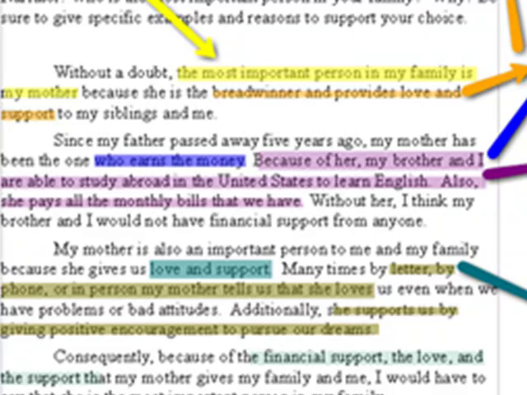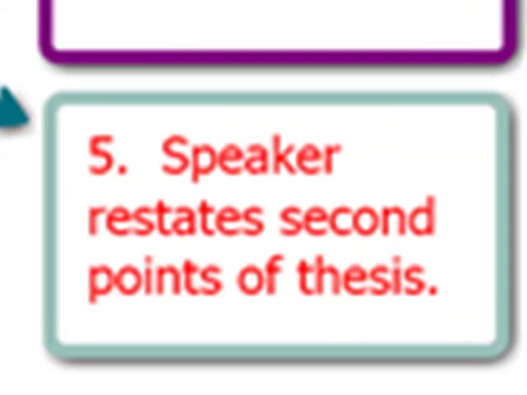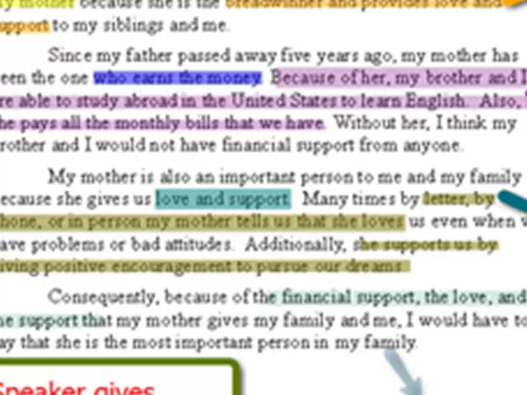Now let's go to the next part of the speech, and this is the 5th thing that I like about this speech. The speaker restates the second point of the thesis. Notice here in this 3rd paragraph it says she gives us love and support. Notice how in the first paragraph, in the thesis, it says love and support. So that gives it a very good connection.